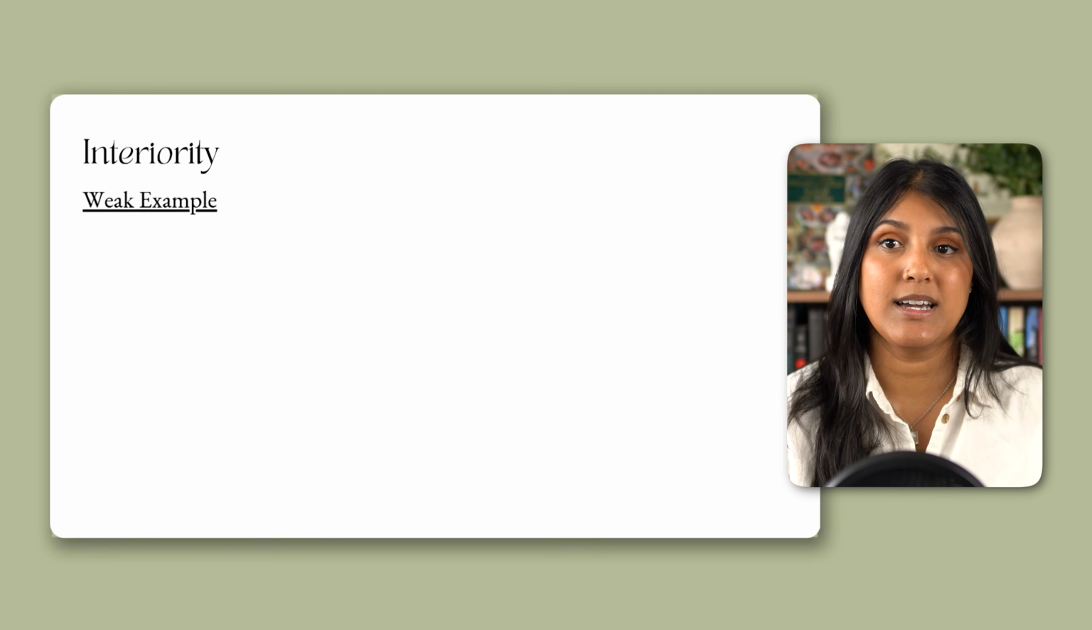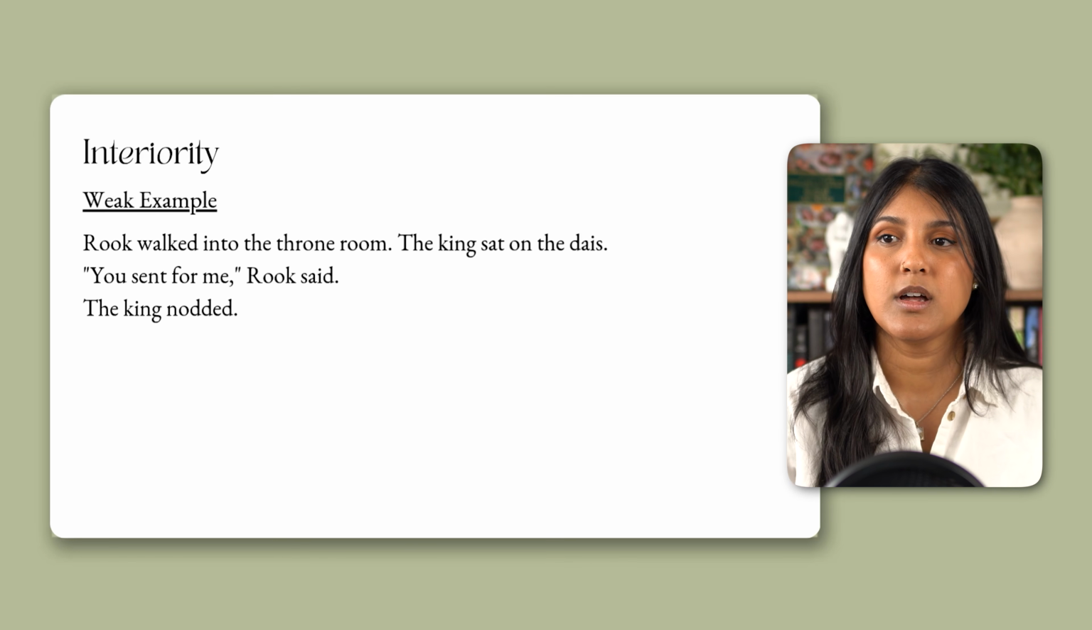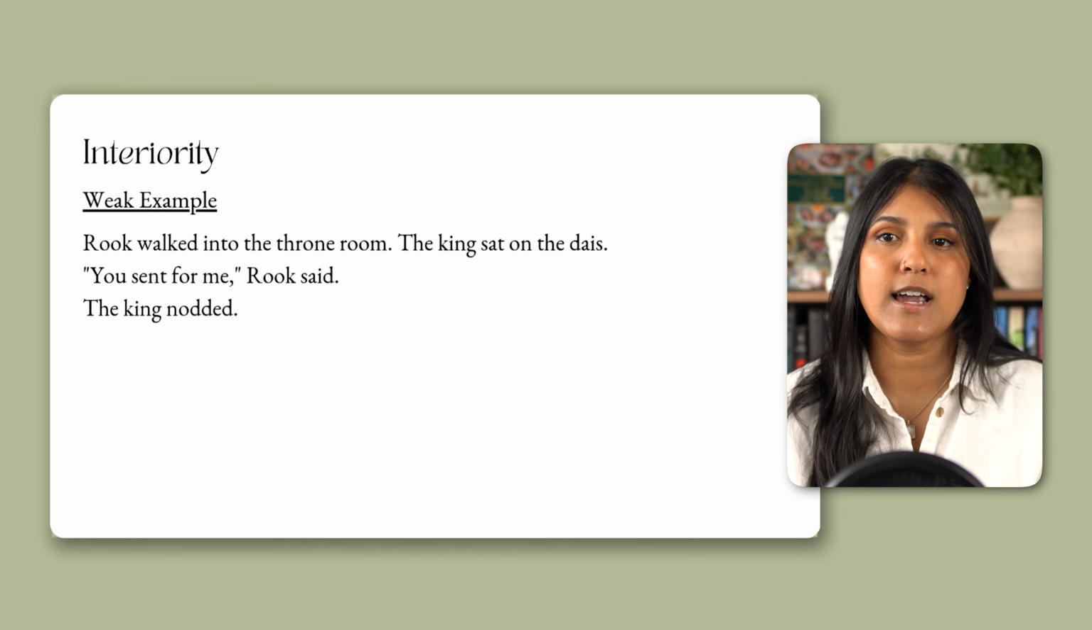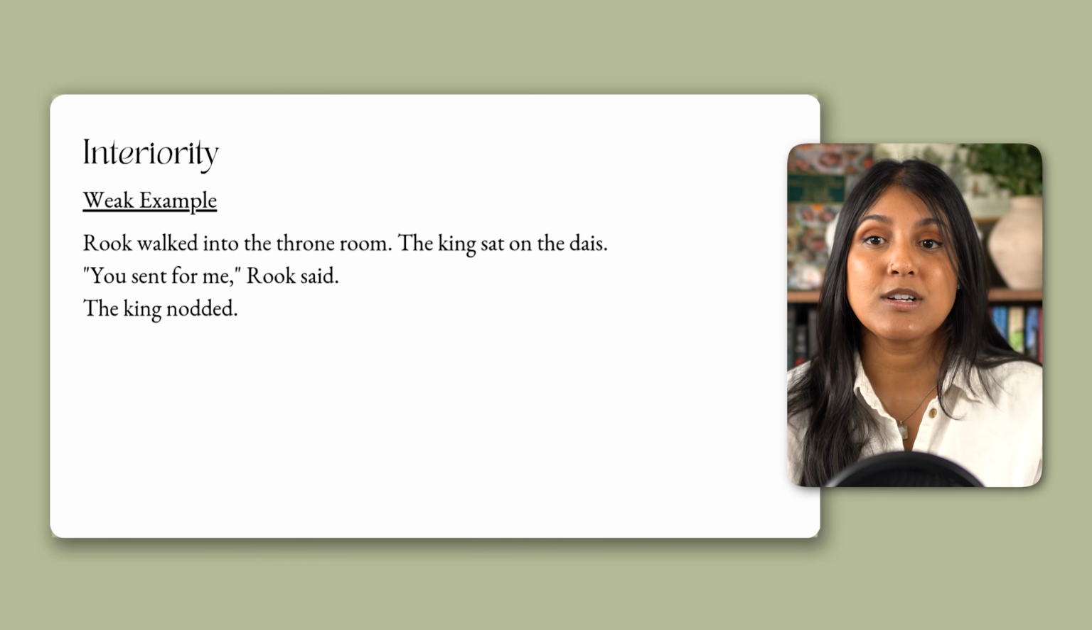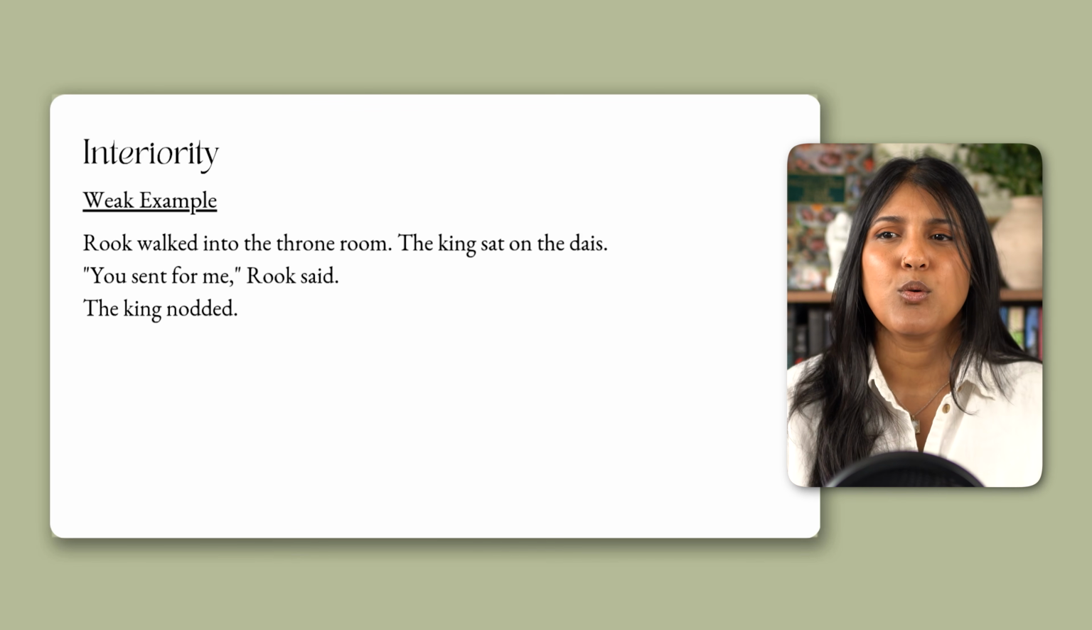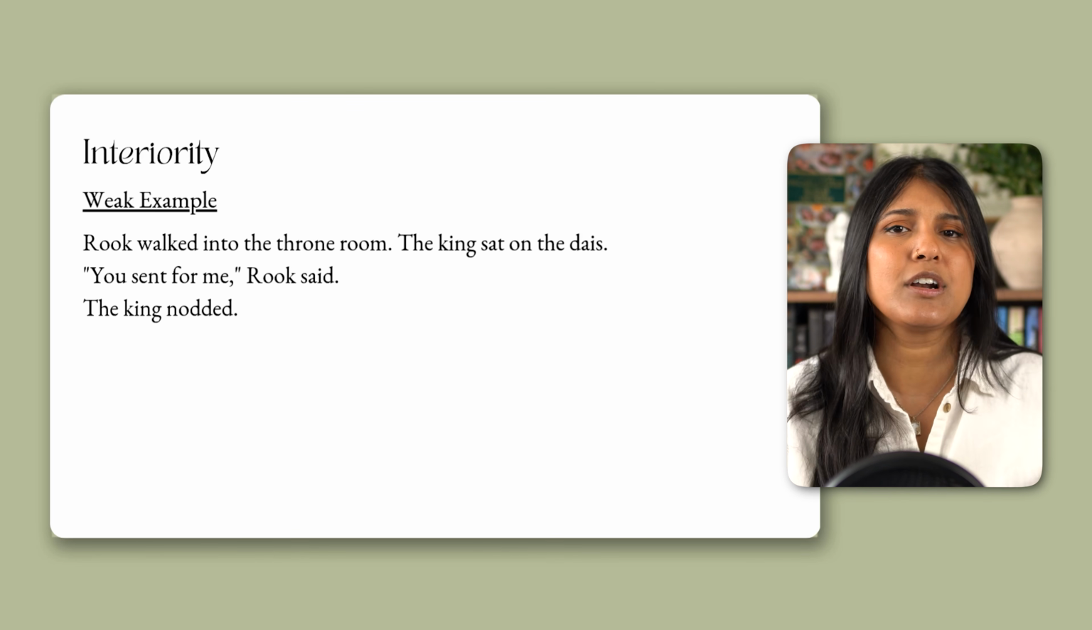So let's take a look at a weak example. "Rook walked into the room. The king sat on the dais. 'You sent for me,' Rook said. The king nodded." That's technically a scene, but it's also more like a screenplay. There's nothing wrong with the words individually. The problem is that we're watching this from a security camera mounted on the wall. We're not inside Rook.